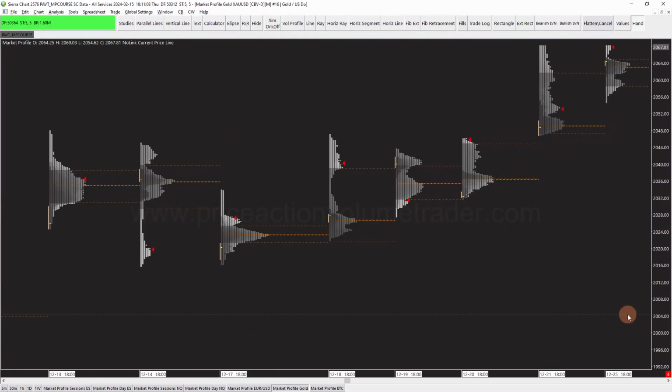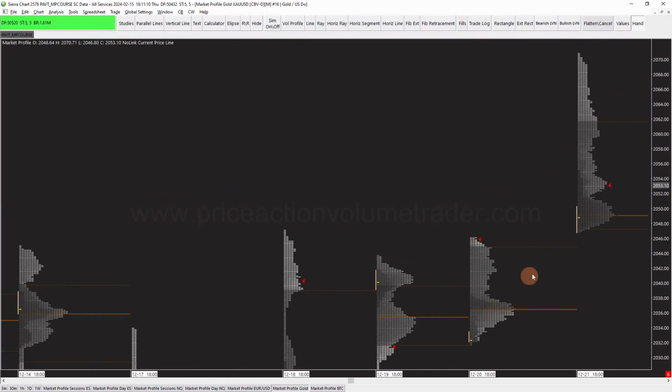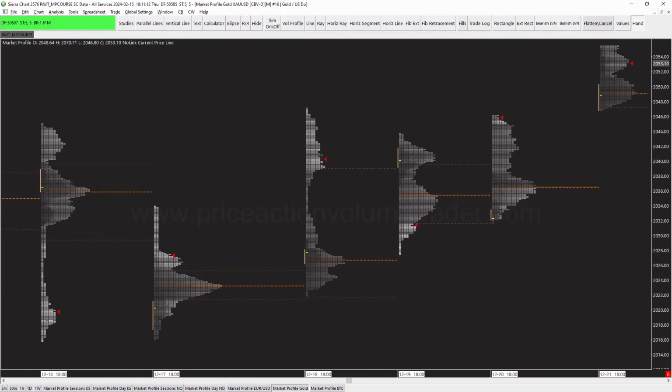Okay, if we keep looking, this is, for example, another double distribution day. We opened up the day and built time right over here. Then we had a strong impulsive move, leaving these singles, and we made another distribution right on this top area right over here.